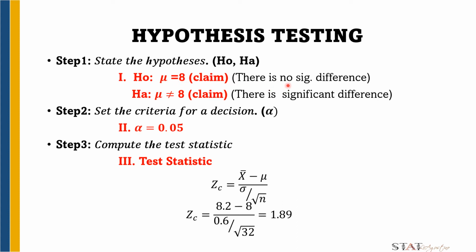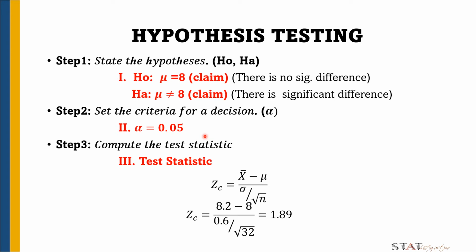Or in textual form, there is no significant difference between the claim and the sample mean. So your alternative hypothesis would be mu is not equal to 8. We can see in our hypothesis that it is a two-tailed test. So set the criteria for a decision.